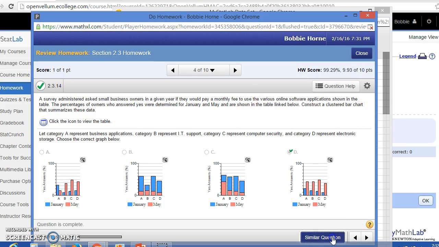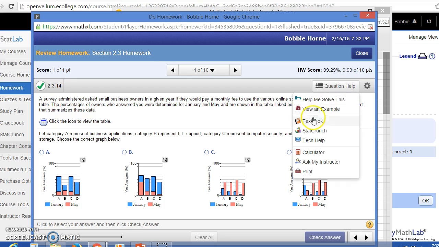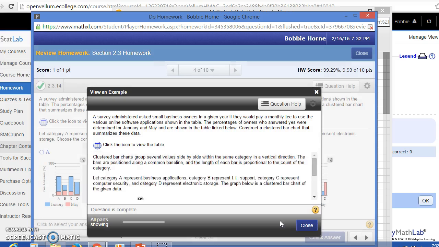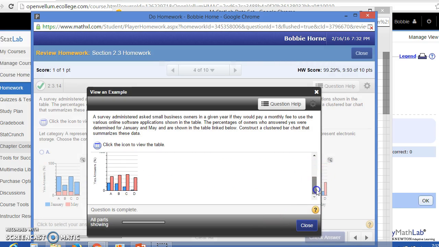Okay, let's look at question 4. It says, construct a clustered bar chart that summarizes this data. First of all, you need to make sure that you know what a clustered bar chart is. Remember, it's always easy to just go to your question help if you're not sure what it is, and it'll give you an example of a clustered bar chart. This is a good thing to use when you're working these problems, is view an example.